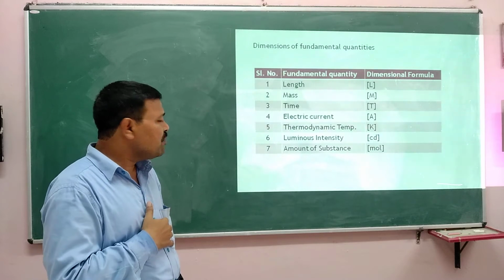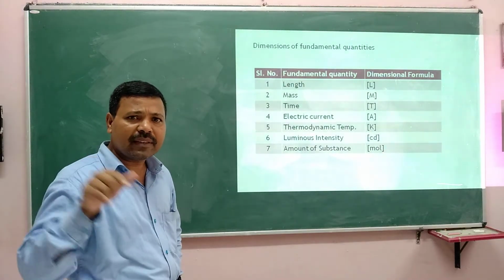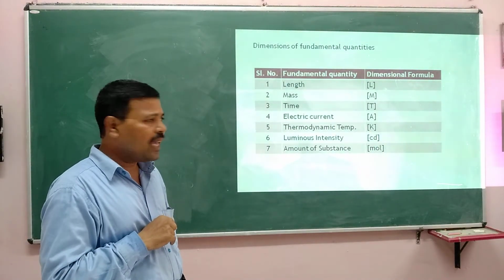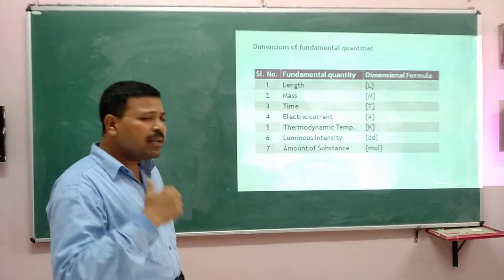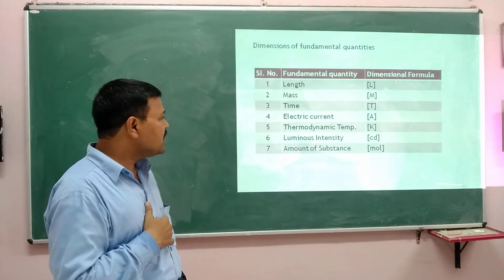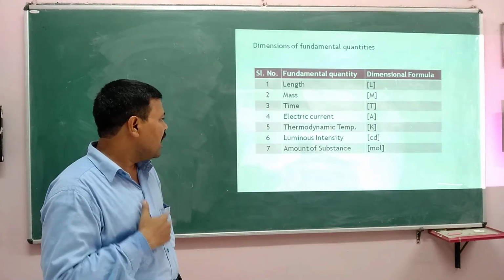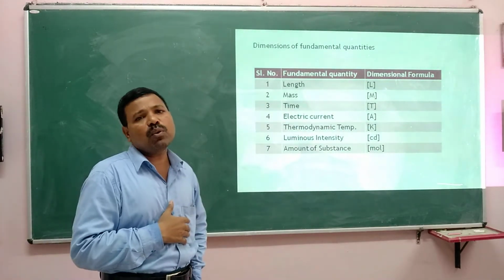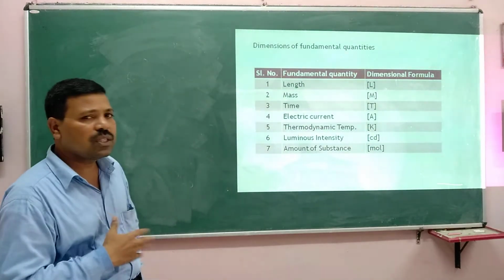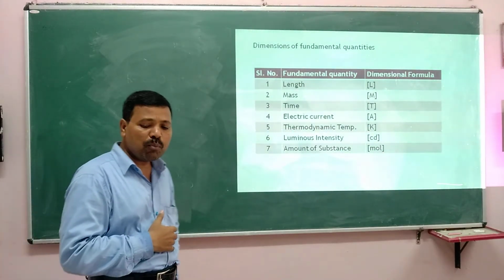And the dimensional formula of temperature is Kelvin, K. Its symbol is K. The dimensional formula of luminous intensity is candela. Its symbol is cd. And the dimensional formula of amount of substance is mole, mol.